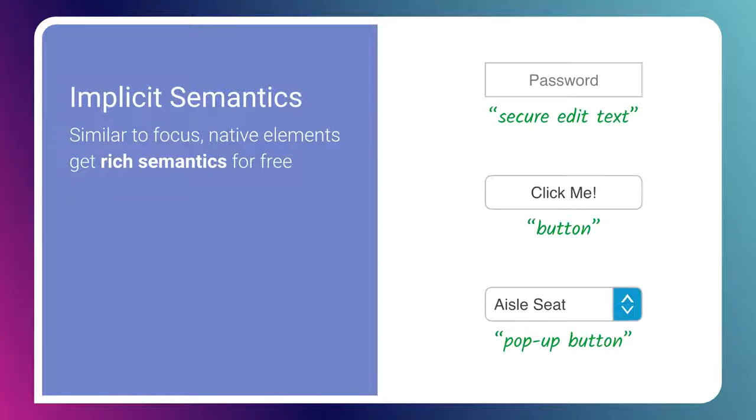Now, some elements have implicit semantics. So for instance, when we talk about an input password field or the native button element or a select element, these will have implicit semantics. They're actually built into the tags themselves, and the browser knows how to understand them. So an input password field is going to, when you land on it with a screen reader, announce itself as secure edit text in something like VoiceOver. So that's the implicit semantic that element has.